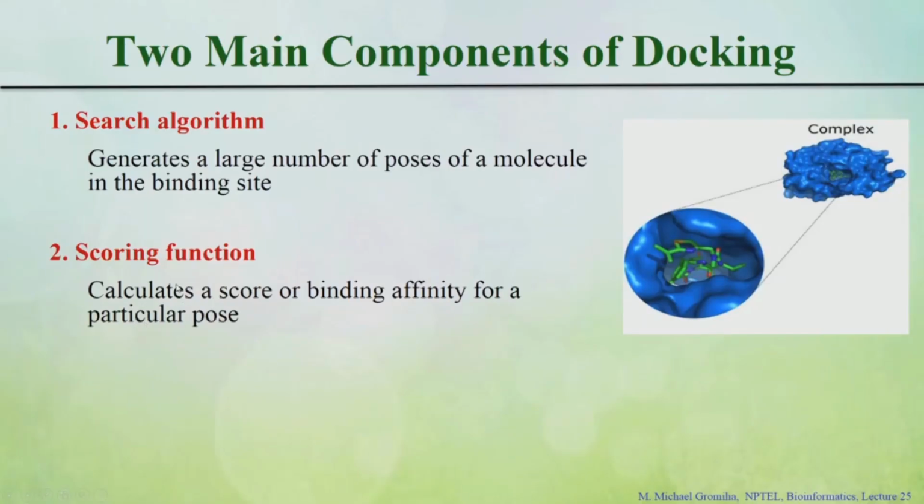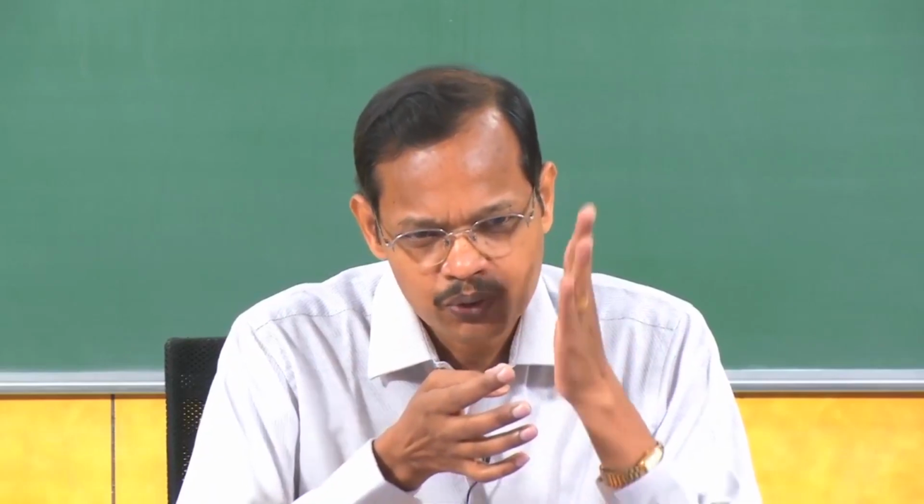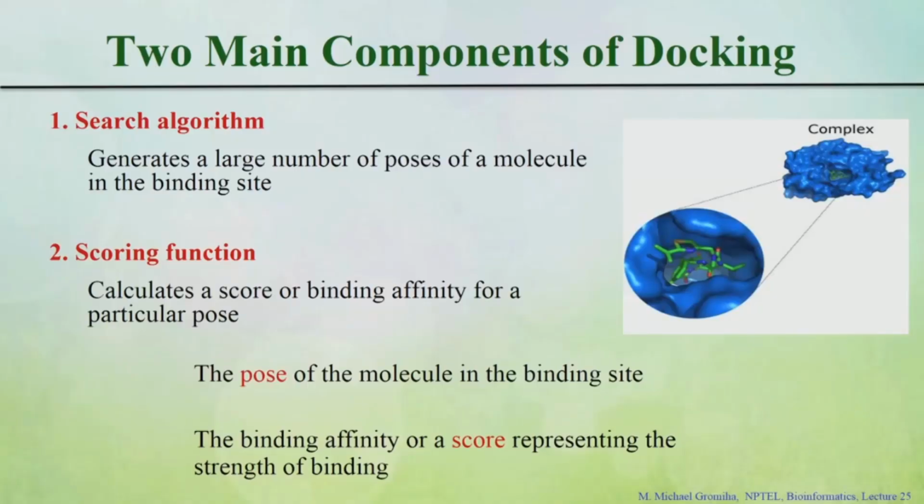And the second aspect is the scoring function. When your ligand interacts with a protein, how do we define or quantify that ligand 1 interacts better than ligand 2? So, we need to have a scoring function to decide the binding affinity between the protein as well as the ligand. So, two aspects: one is the pose and the second one is the score, which gives you the strength of the binding, right. Then how do we do this?